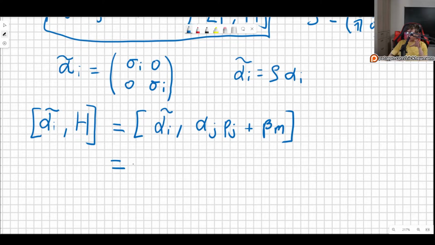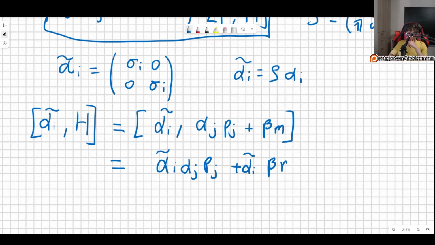So multiplying through, you could use properties of the commutators here to make things easier, and we will get to the same result that we'll get to now. But I like to do it in the way that, if you don't remember the properties, you can solve it anyways, but of course I will tell you the property once we get to the result so that you can see how you could have done this faster. So multiplying through, we get alpha tilde i alpha j pj plus alpha i tilde beta m minus, and now the other way around, so we get alpha j pj alpha i tilde minus beta m alpha i tilde.